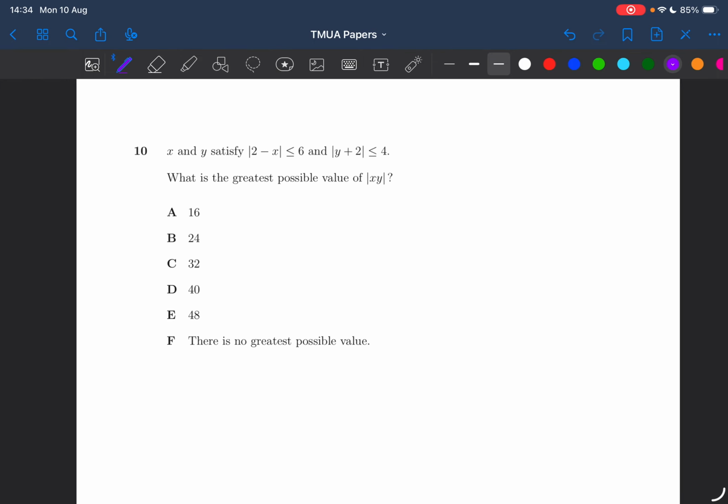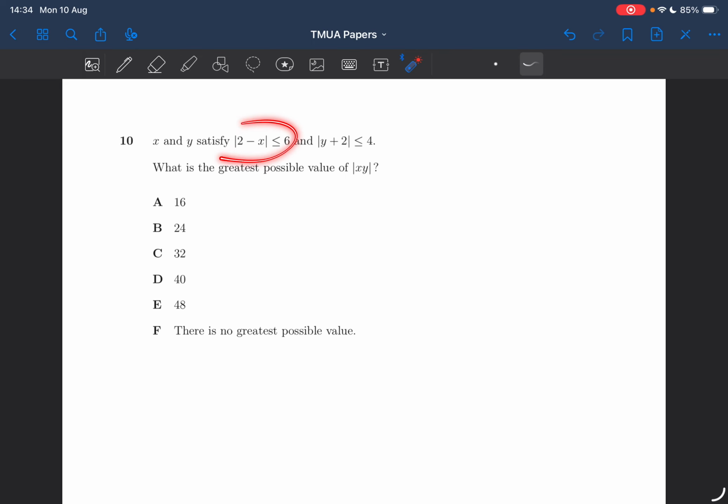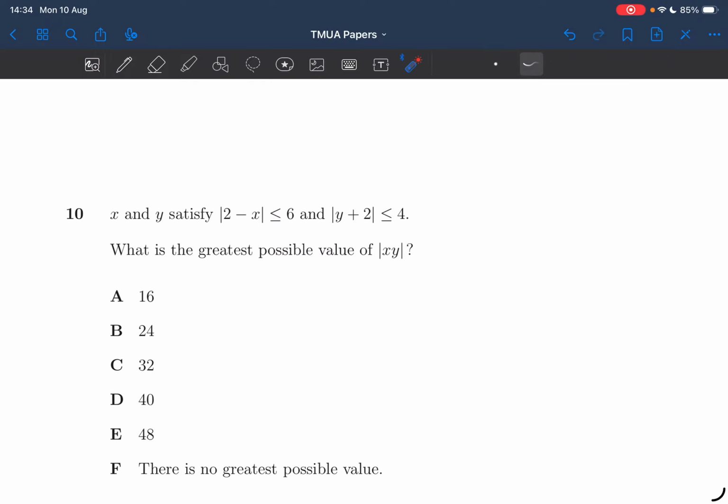Number 10 then. X and Y satisfy this thing and this thing. What's the greatest possible range of X and Y? So try to remember what this means. Like, this means difference. So this is the exact same thing as writing down that the difference between X and 2 is as big as 6. It's as big as it could be. So in that case, we know that X could be 8, yeah? Or it could go down to minus 4.